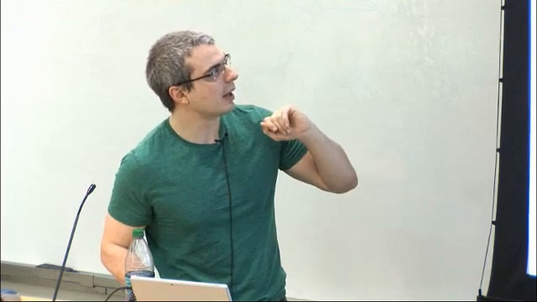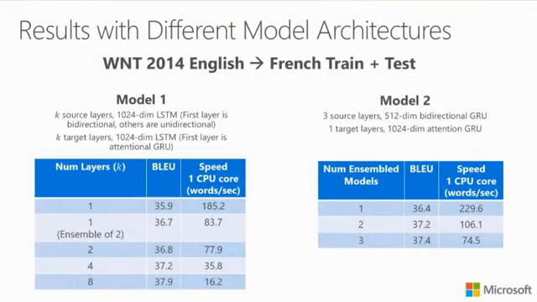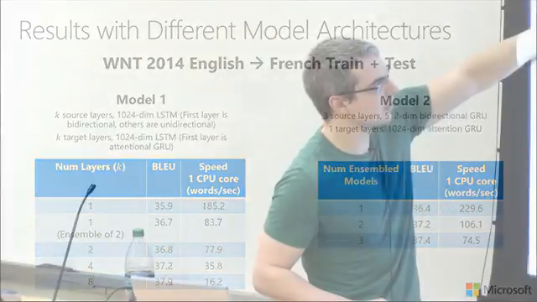So now I'm going to, so these are results with 2 models. So this is a bigger model with kind of symmetric source and target. So this is a different number of layers. And this is so like really this is the Google model, and this is our model that we had before that.